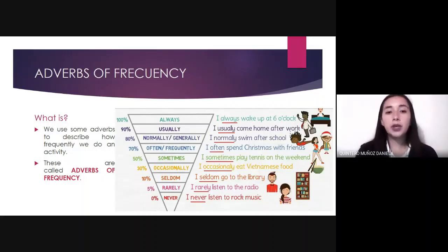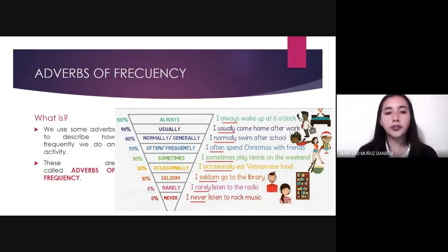As you can see in the picture, we have always, 100%, and the example is I always wake up at 6 o'clock. Siempre me levanto a las 6 de la mañana. 90%, usually. I usually come home after work. Usualmente vengo a casa después del trabajo. 80%, normally and generally. I normally swim after school. Normalmente nado después de la escuela.